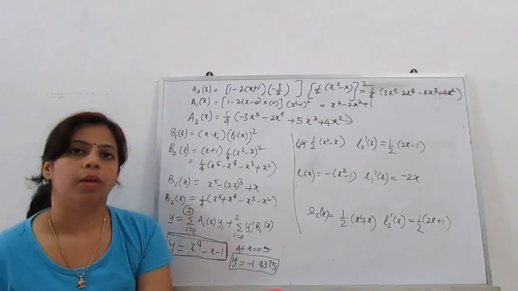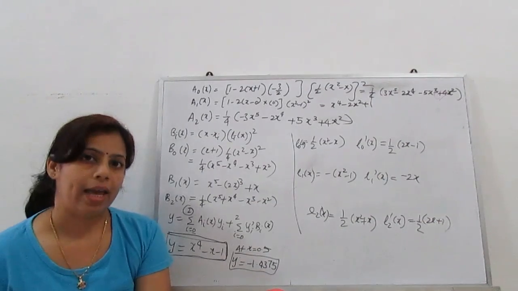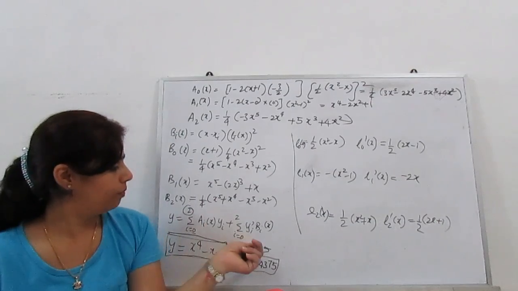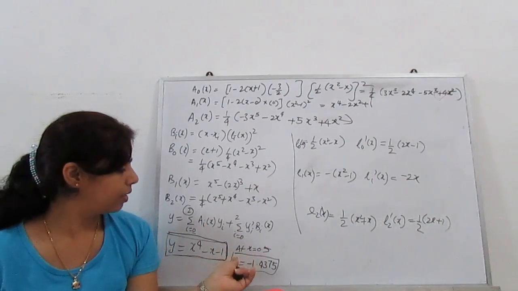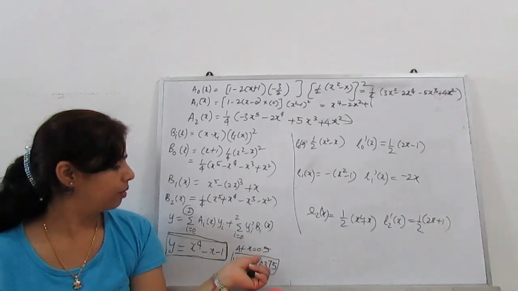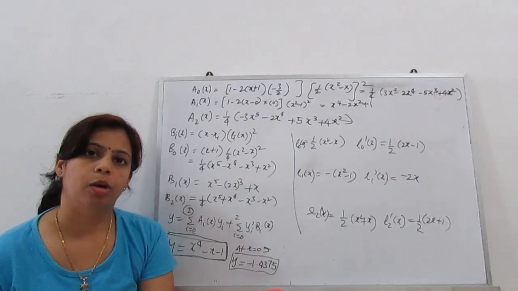From this polynomial we can find the value of y for any given x. So if x is 0.5, for example, if you substitute 0.5 here, y becomes minus 1.4375. So that's all for the Hermite polynomial.